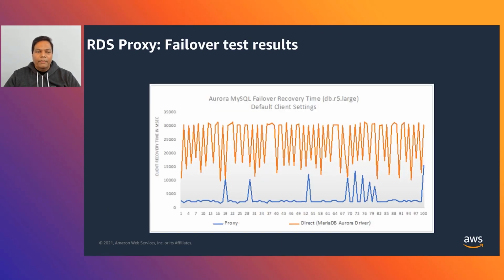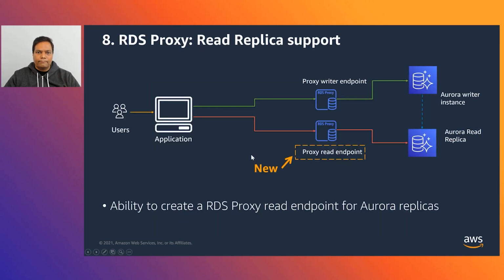So we have done a bit of benchmarking with RDS Proxy internally. As you can see in this graph, the orange line is a direct connection, as in without proxy, using the MariaDB MySQL driver to an Aurora MySQL instance. And then the blue line is when using proxy. You can see that the failover times are much, much better with the proxy, up to 66% better. So clearly, RDS Proxy is a great choice for seamless failovers.